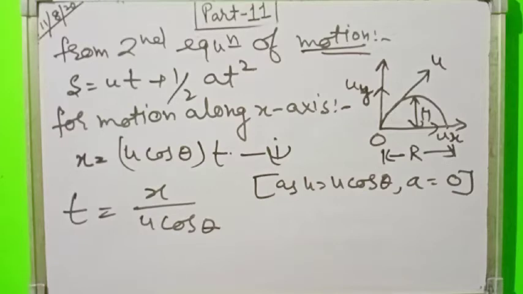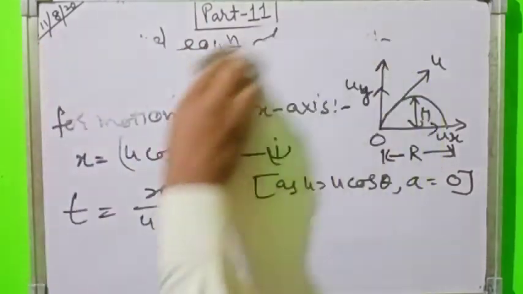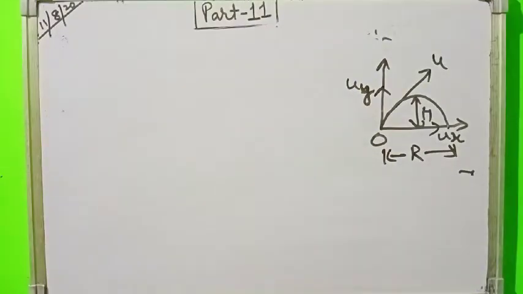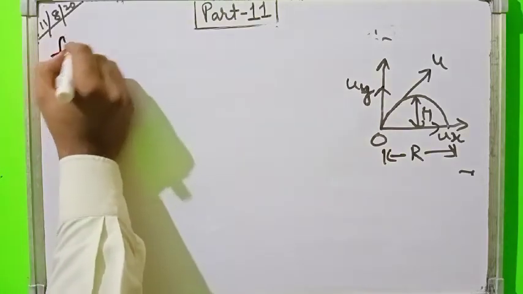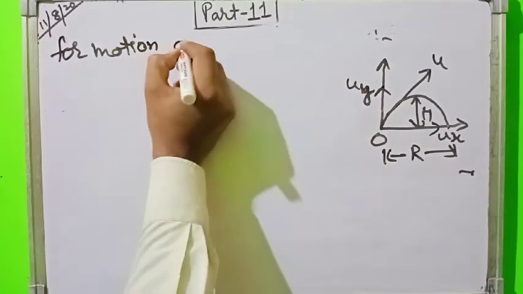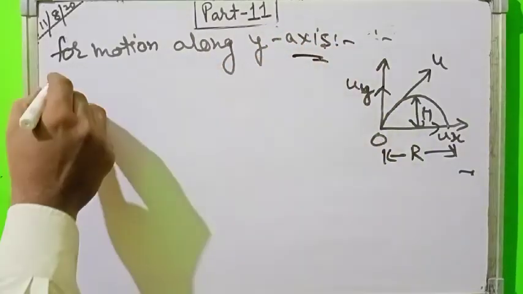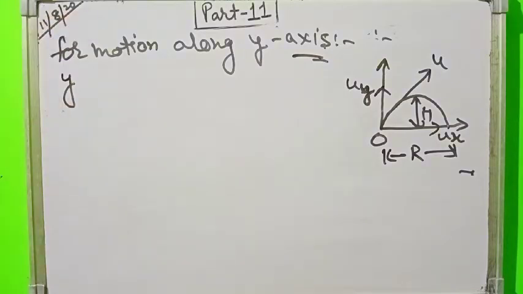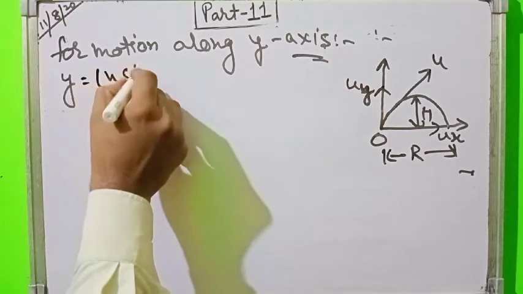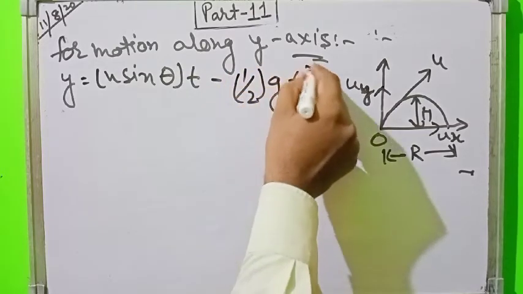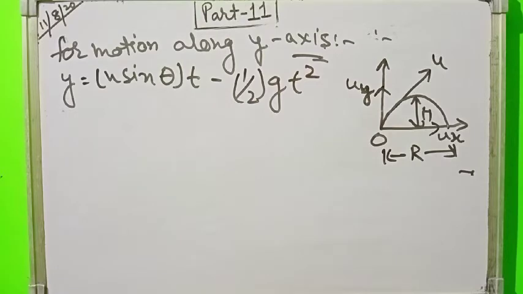Now for motion along the y-axis, the same thing we will apply, the second equation of motion. y is equal to u sine theta into t minus half g t square. The g is negative because its direction is opposite to the velocity.